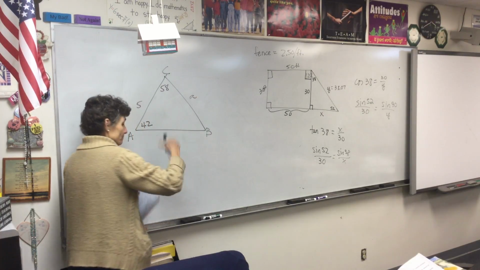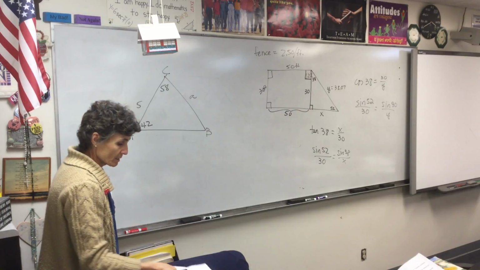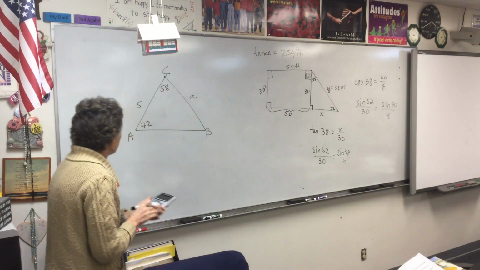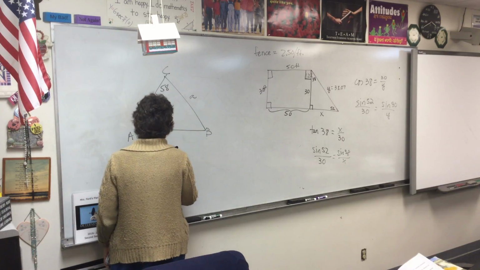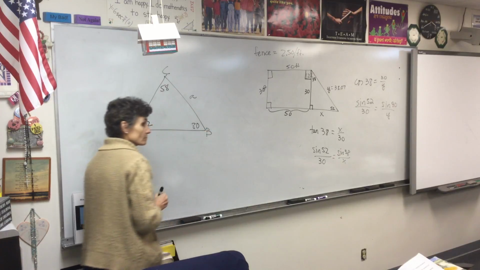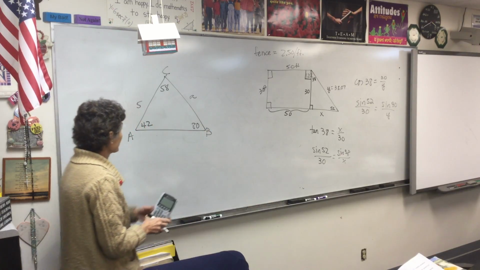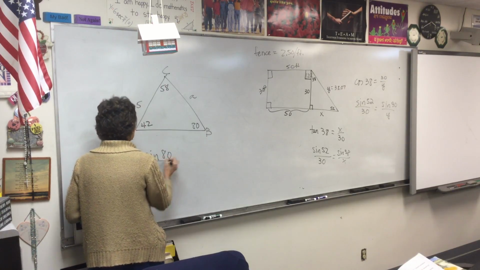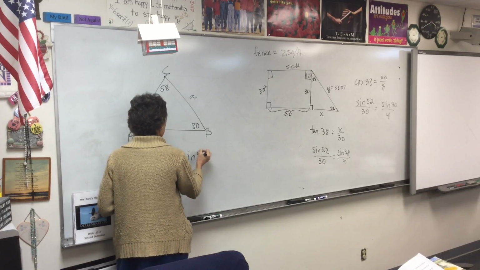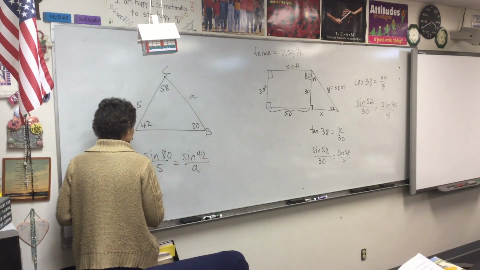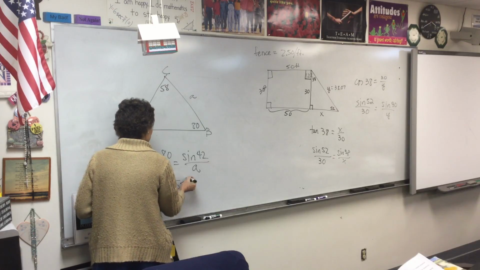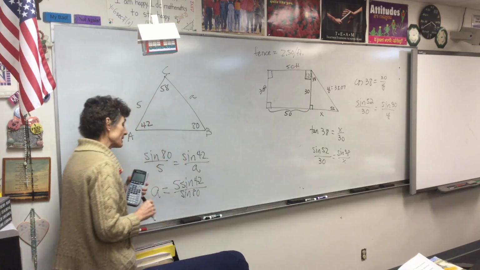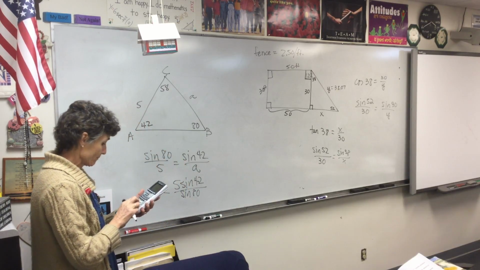Does everybody see that? So we're not going to be able to get the area right off the bat. We're going to have to find another side. So let's just say we want that one. I first of all figure out what angle B is. Angle B would be 80. Now how am I going to find side A? Law of sines. So sine 80 over 5 equals sine 42 over A. Now I'm not going to get too excited when I find side A, because that is not the answer to the question.